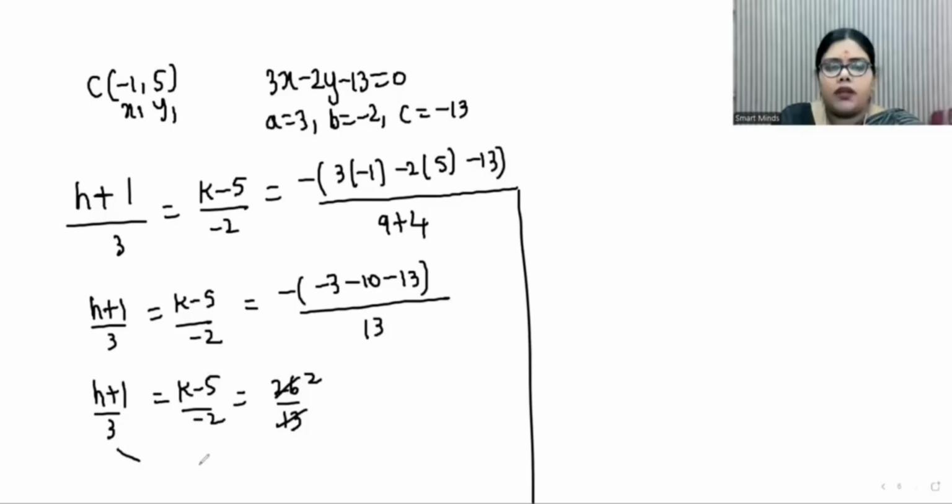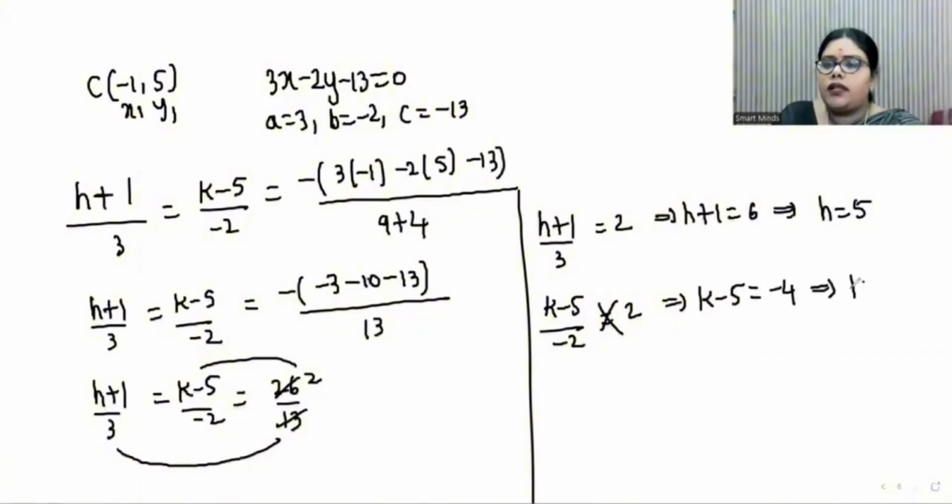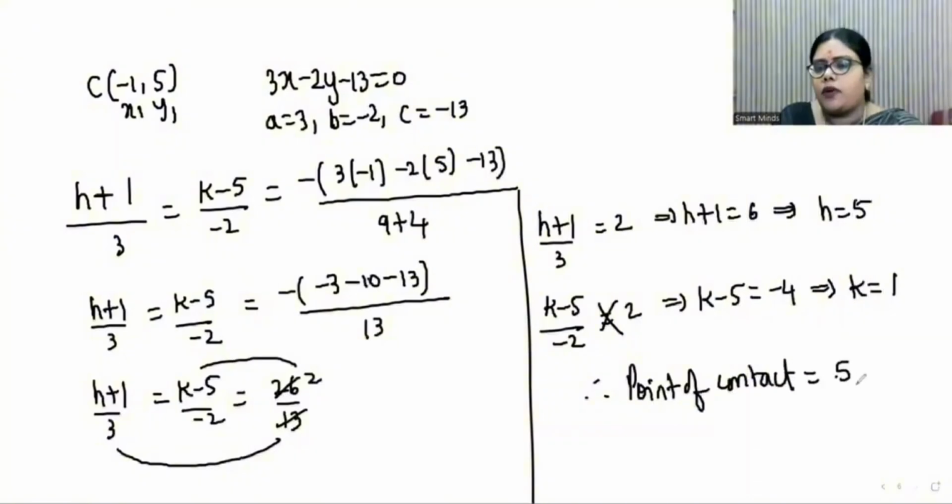So now we can equate first and last, second and last. So h plus 1 by 3 is equal to 2, which implies h plus 1 is 6 and which implies h is equal to 5. Then k minus 5 by minus 2 is equal to 2. So if you cross multiply, k minus 5 is equal to minus 4 and k is equal to 1. Therefore, the point of contact is 5 comma 1. This is the final answer.